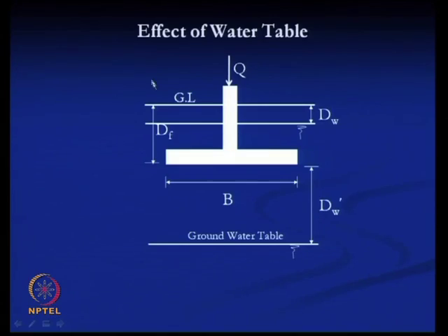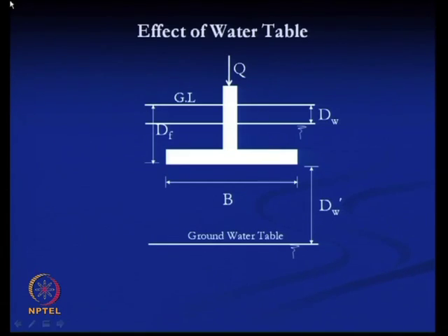Now, here, if we take the effect of water table, suppose this is the footing whose width is B and depth is Df. These are the positions of the water table. The water table can be above the base of footing or below the base of footing. So, we will consider the different cases where we put this water table. This is the position of the water table above the base, or it can be below the base of the footing, which is another position. We can locate the water table at a distance of dw from the ground level, and if it is below the base of the footing, then we can locate its position by dw dash, which is measured from the base of the footing. Now, we will consider the different cases.